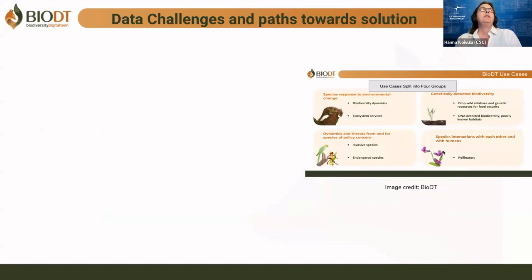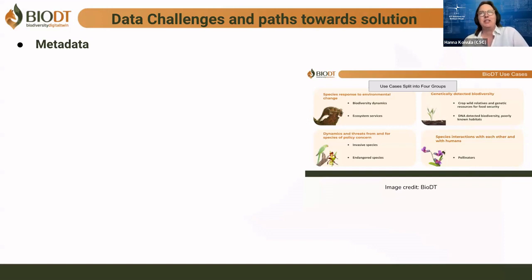And actually, the biodiversity digital twin consists of multiple different prototype digital twins, which are being grouped according to the question they aim at answering. Those groups are species response to environmental change, genetically detected biodiversity, dynamics and threats from and for species of policy concern, and then species interactions with each other and humans.